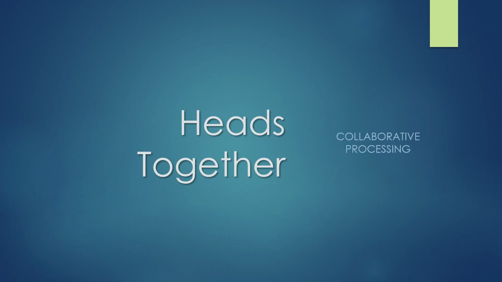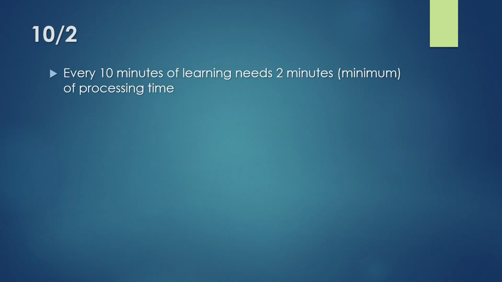We're going to move on to a new strategy, heads together. This is used for collaborative processing. Something you've probably heard of before is 10 and 2. This essentially means that for every 10 minutes of information, give 2 minutes to process. Here's an addition to that. Research has shown that the average age of your group is the length of their attention span. So keep that in mind.